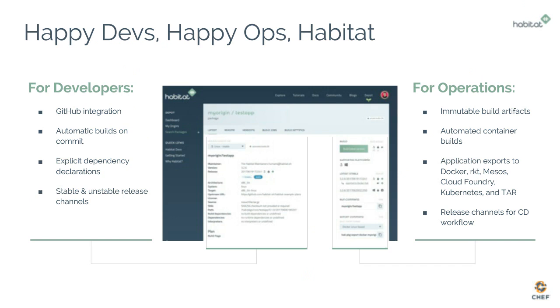So the goal and the vision of Habitat is to have happy devs and happy ops. Developers get GitHub integration, automatic rebuilds as they commit to their repo, explicit dependency declarations, and stable and unstable release channels. For operations, you get an immutable build artifact, automated container builds, application exports to Docker, Rocket, Mesos, Cloud Foundry, Kubernetes, and tar, and release channels for a CD workflow.